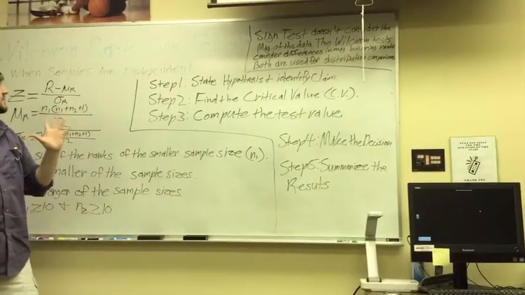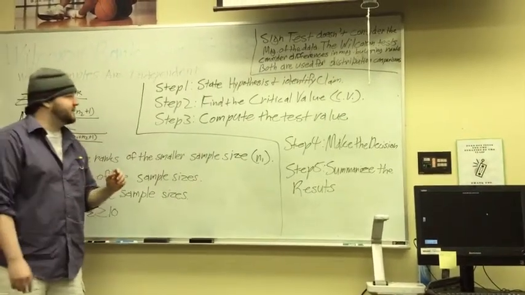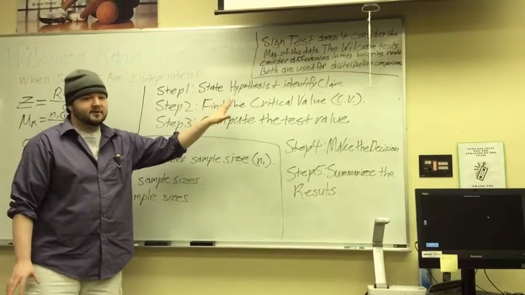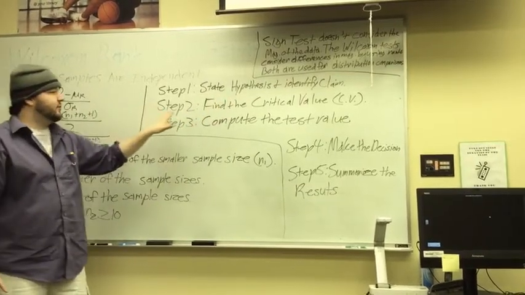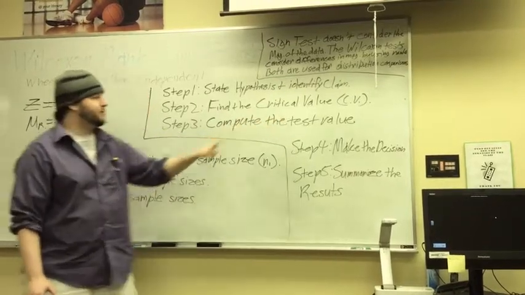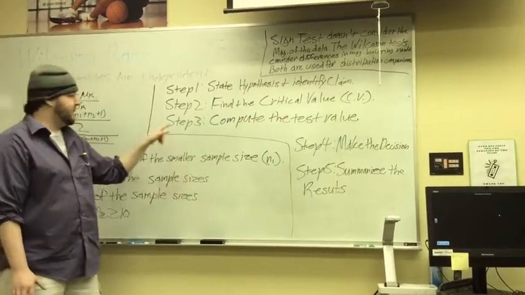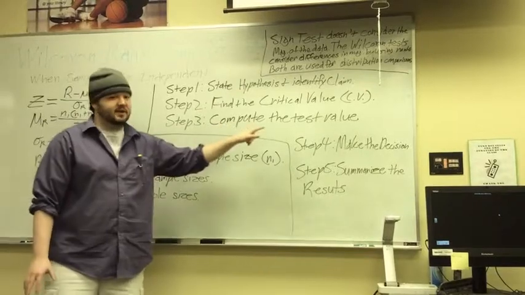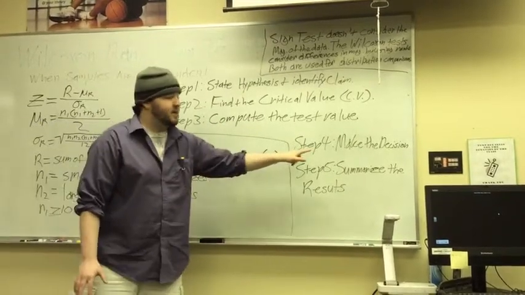So there are 5 steps when you're using the Wilcoxon rank sum test. The first is to state the hypothesis and identify the claim. The second one is to find the critical value, which we'll use the abbreviation CV to represent for the remainder of the exercise. Step 3 is to compute the test value. Step 4 is to make your decision.